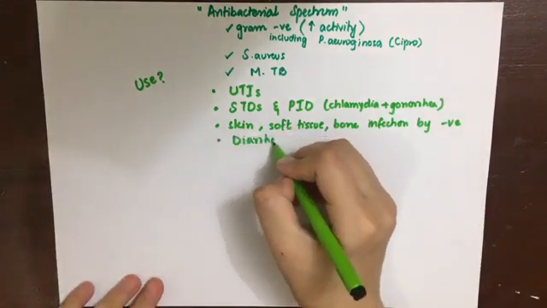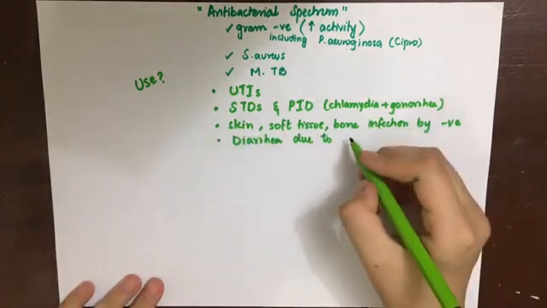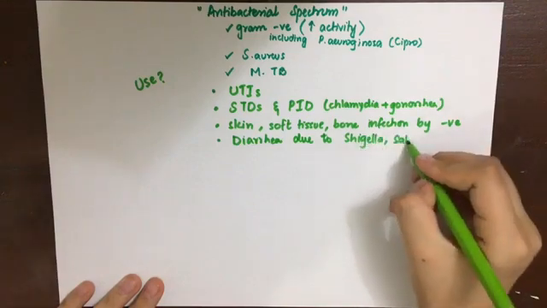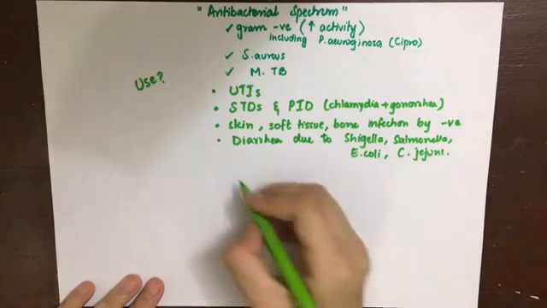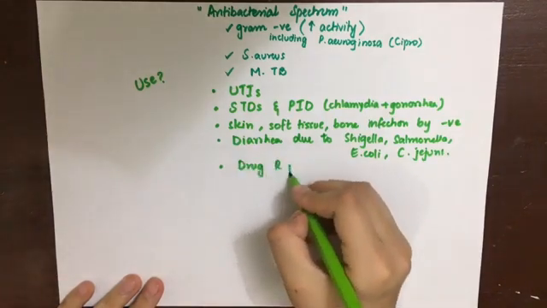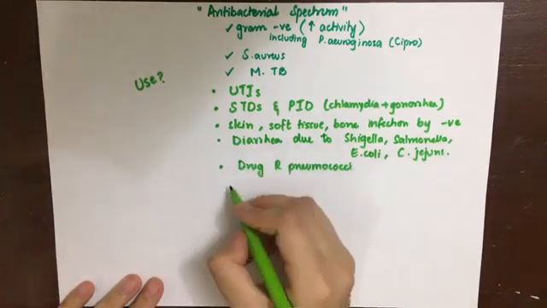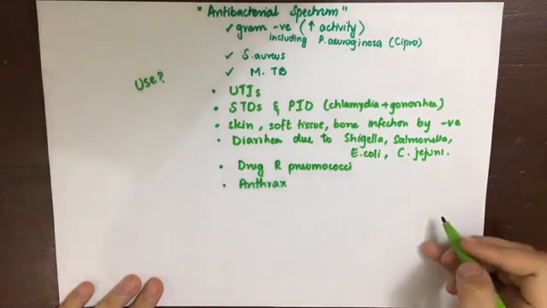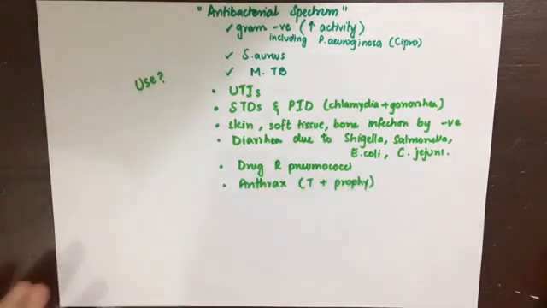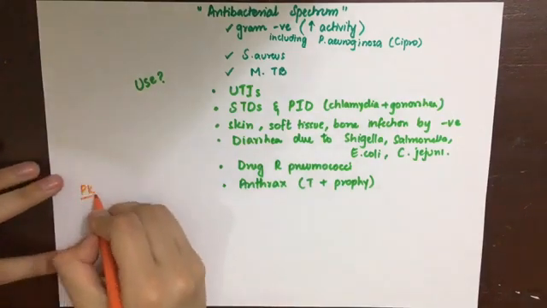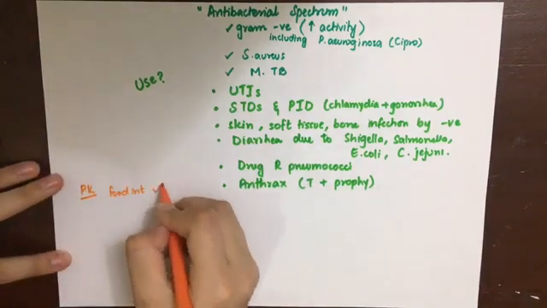Skin, soft tissue, and bone infections by gram-negative bacteria such as Salmonella can also be treated. Diarrhea due to Shigella, Salmonella, E. coli, and Campylobacter jejuni is also treated with this, and drug-resistant pneumococci are also treated with this. Also, ciprofloxacin is preferred for the treatment and prophylaxis of anthrax.